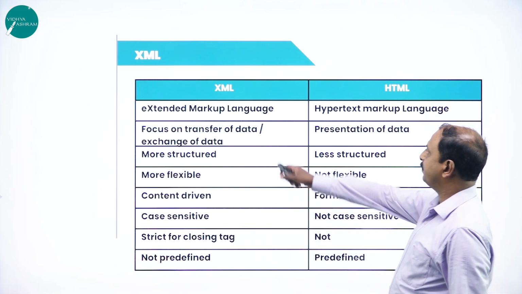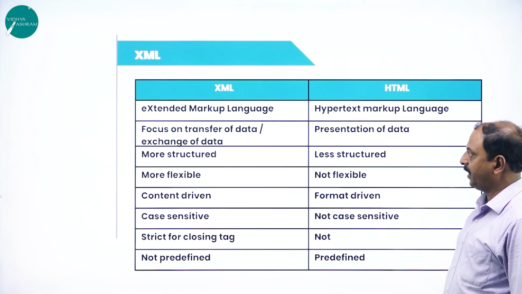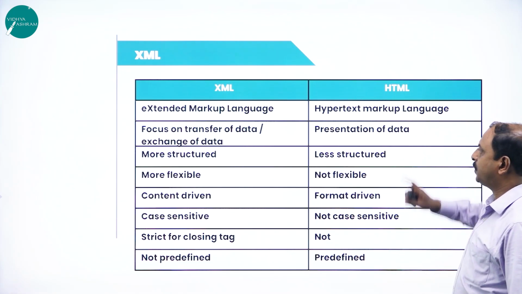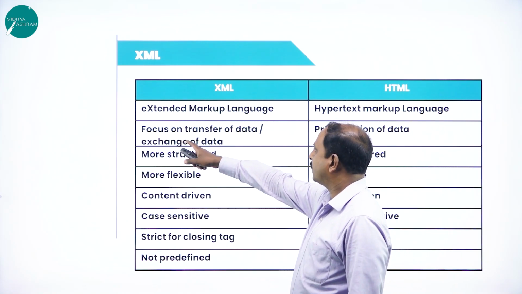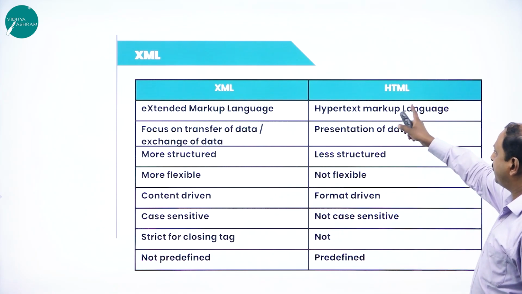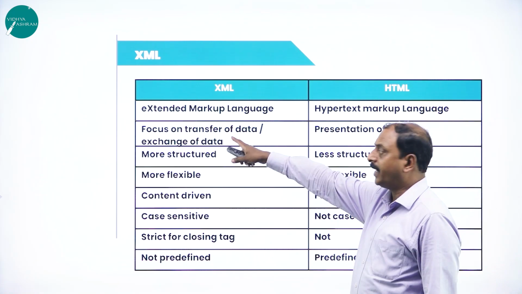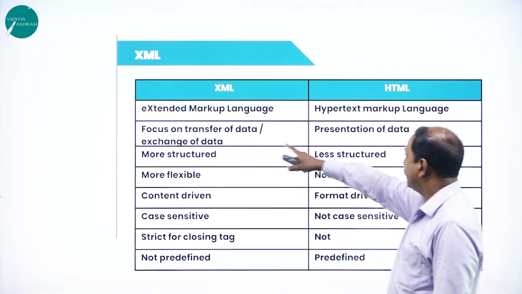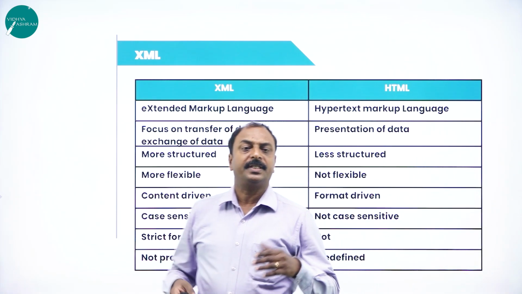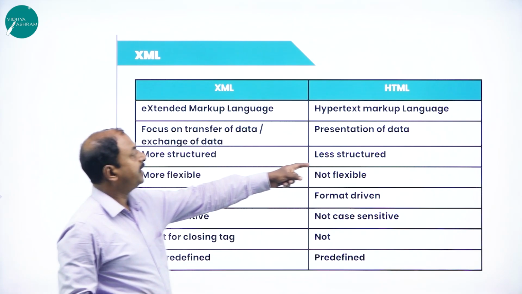So here XML is extended markup language and this is hypertext markup language. That is the first difference, the full form of XML as well as HTML. Now XML focuses on transfer of data and exchange of data, but HTML is about presentation of data, and that is the main difference between these two. XML language is more interactive than HTML, but in HTML we are concentrating on how to present the data in a web page. Now it is more structured and it is less structured.